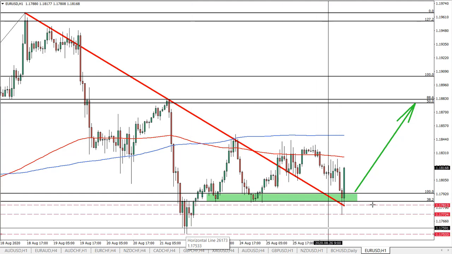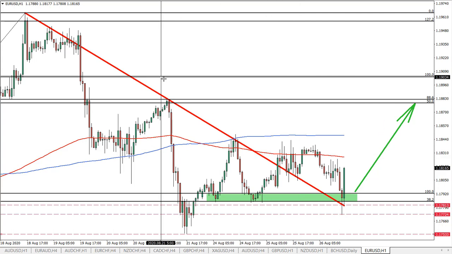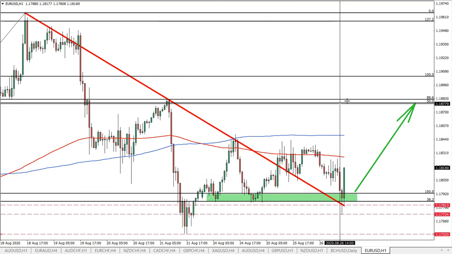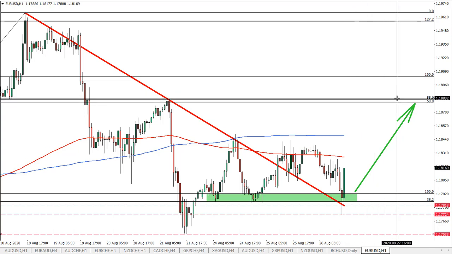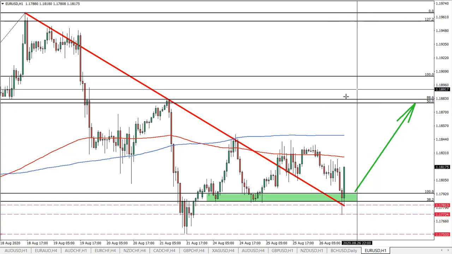As long as it remains above, the uptrend is valid, and we can see a much higher move to the upside, higher than this level. But I would be very interested to see what will be happening there. Perhaps this will be the point where profits will start to be taken.